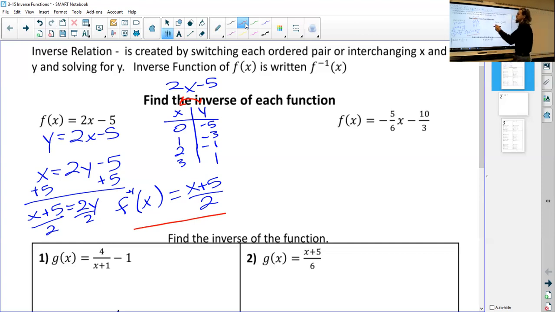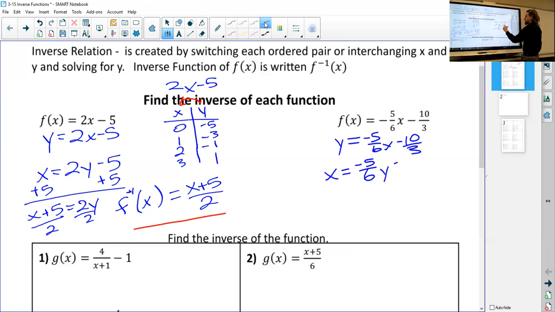All right, let's just try a couple more. So f of x equals negative 5/6 x minus 10/3. So we rewrite it, replace f of x with y: y equals negative 5/6 x minus 10/3. We rewrite this, we put x in place of y, and y in place of x: x equals negative 5/6 y minus 10/3. And now we're solving for y.